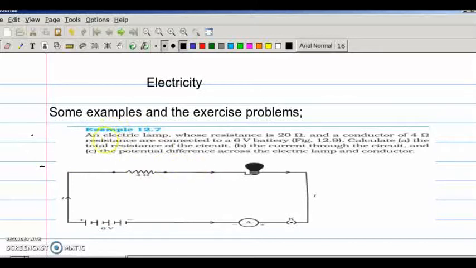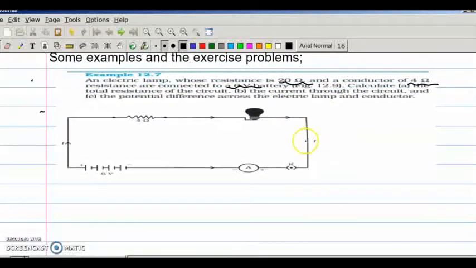This is saying that an electric lamp whose resistance is 20 ohm, and a conductor of 4 ohm, are connected to the same source, that is a 6-volt battery. Now we have to calculate the total resistance, then the current through the circuit, and the potential difference across the electric lamp and the conductor. So let us go ahead, children.